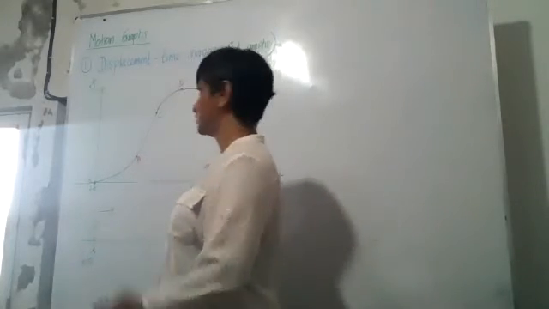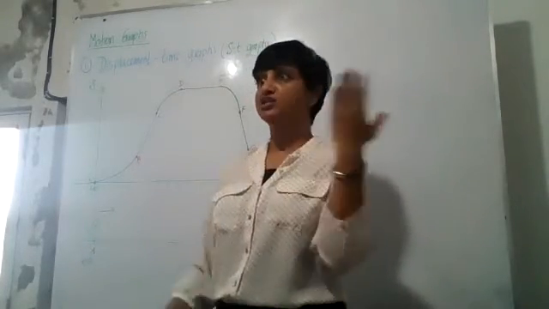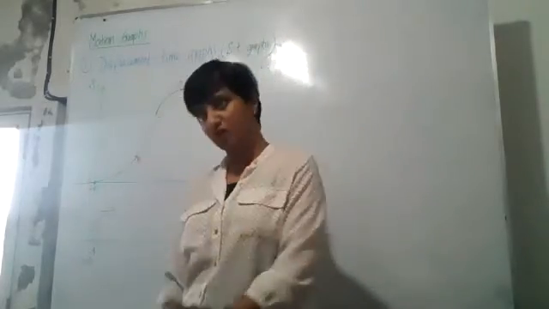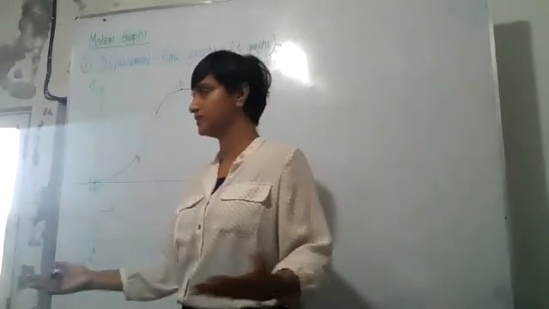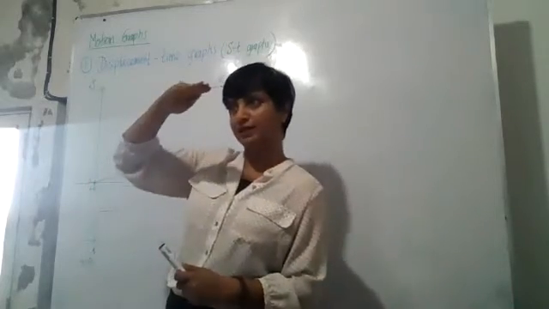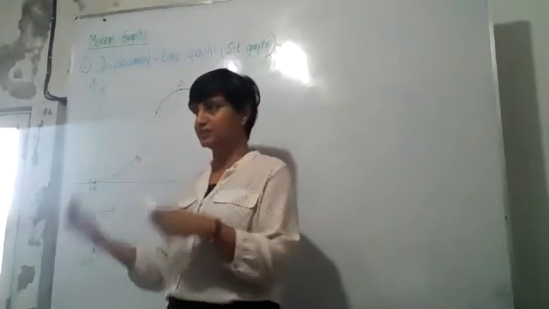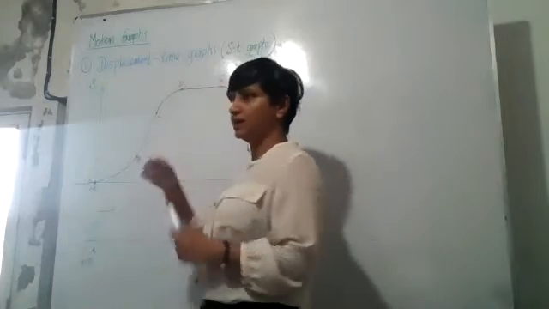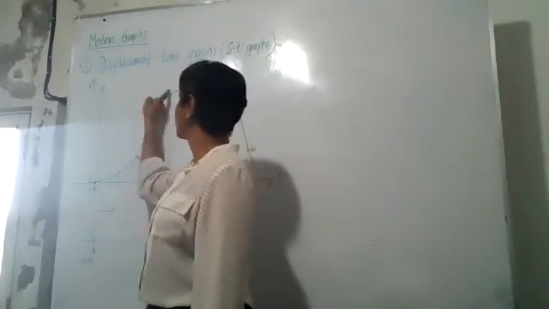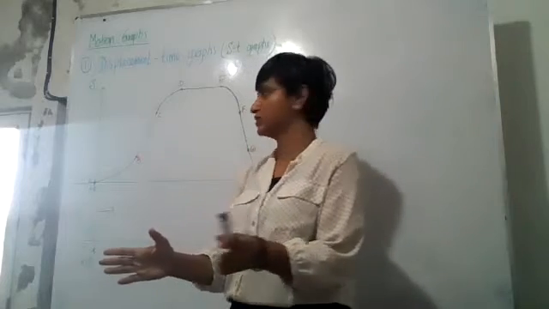From B to C, the slope is the same, constant. Slope is constant, that means velocity is constant, constant velocity. From C to D, slope is decreasing, velocity is decreasing, deceleration. D to E, zero slope, no slope. His displacement is not changing, it stopped, stationary.